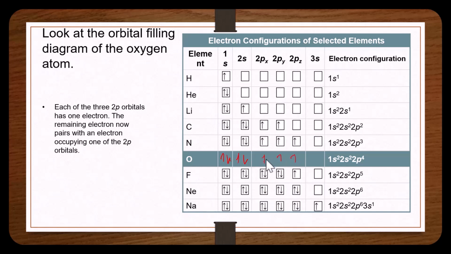1 electron goes in each orbital of the same energy, and oxygen has 8 electrons, so it would come back and pair up, occupying one of the 2p orbitals. So in the electron configuration, these are orbitals.